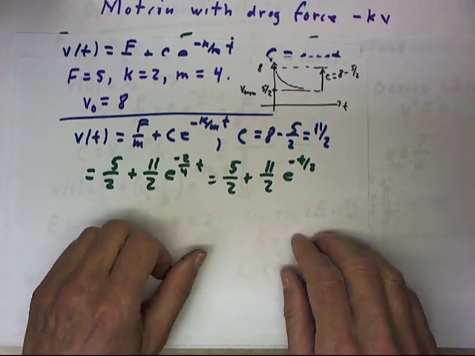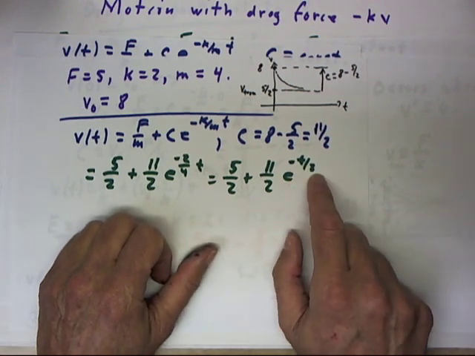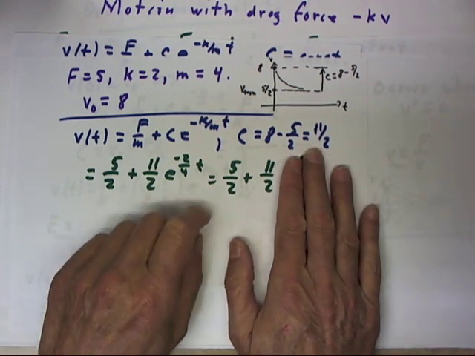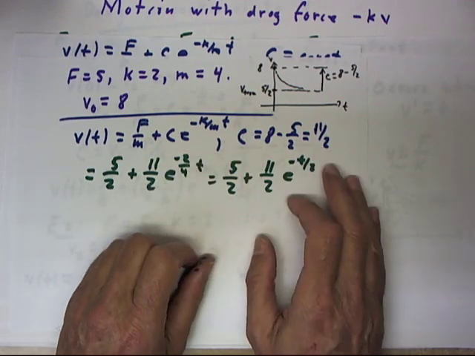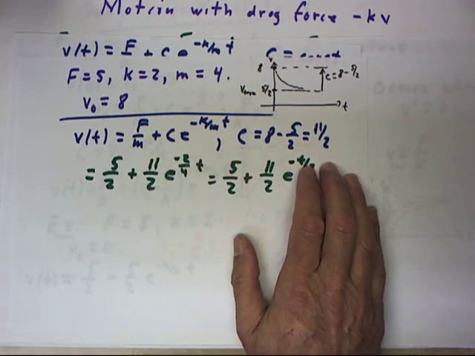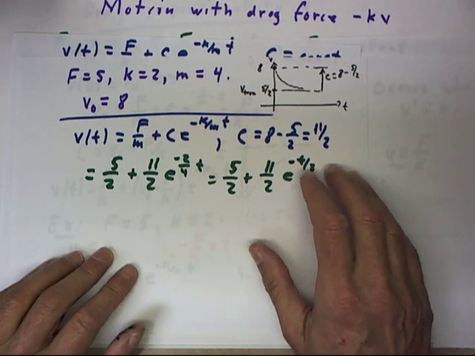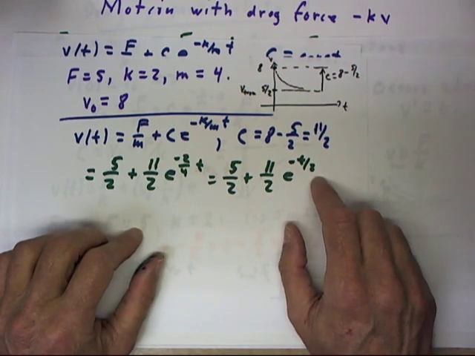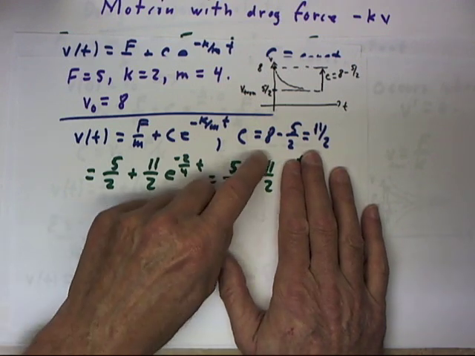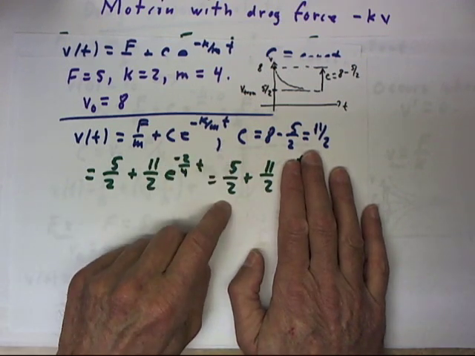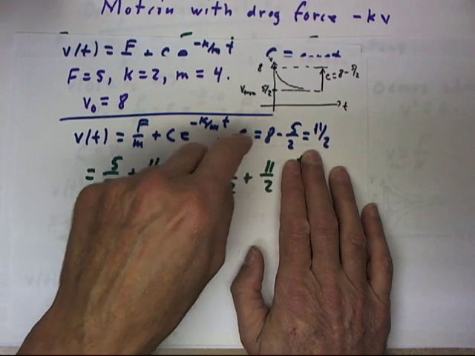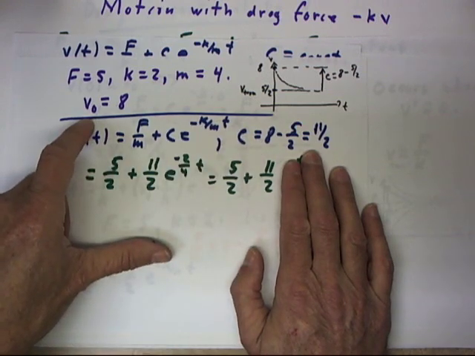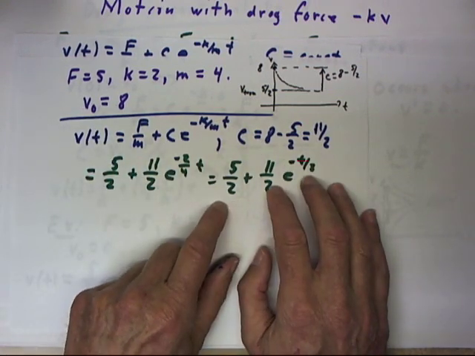If t is equal to 0, then we have 5 halves plus, did I say e to the negative t over 2 is 0? If t is 0, e to the negative t over 2 is e to the 0, which is 1, leaving us just the 11 halves, which we add to the 5 halves, and that does give us our initial velocity of 8. So at t equals 0, the velocity is what it should be.